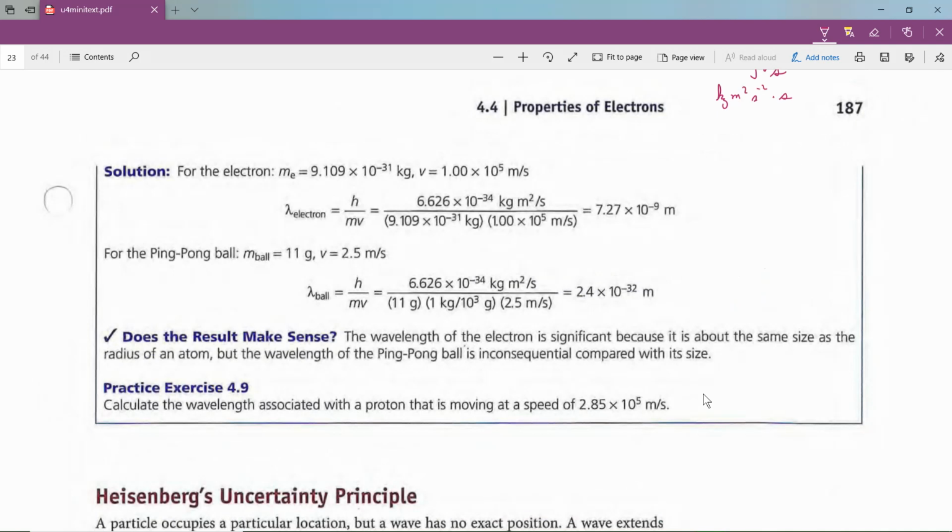And you can try the practice exercise 4.9 on your own. It'll just be lambda is h over mv, where you'd have the mass of the proton, so you would look that up. And I think in the textbook on the very last page, do we get a table with all sorts of things? Index of equations on the very last page. Oh yeah, we got some properties there on the back cover. Proton 1.67 by 10 to minus 27 kilograms.